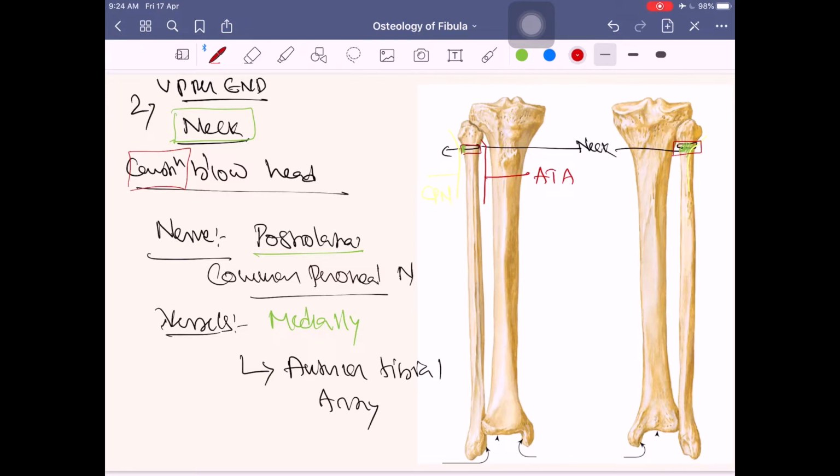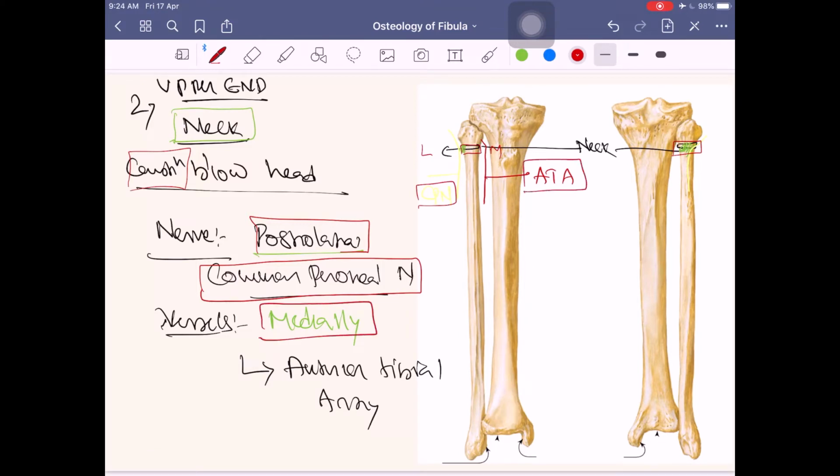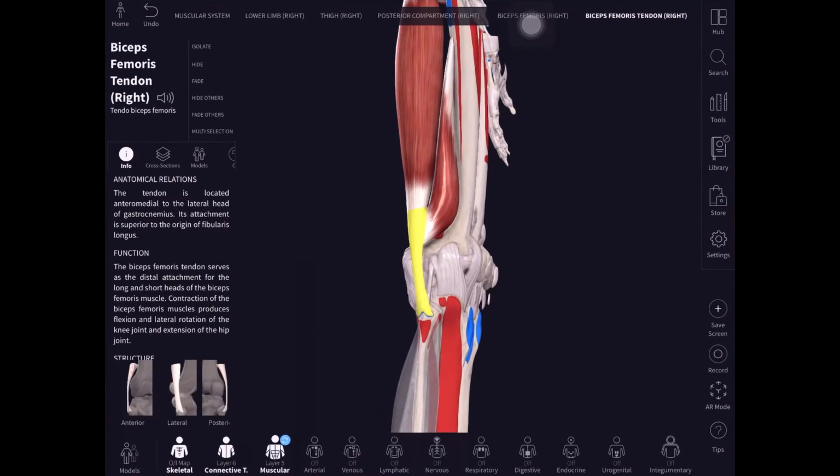So if you see here, this will be your lateral side and this will be your medial side. On the lateral side it is related to one nerve, the common peroneal nerve. Posteriorly and laterally we have the posterolateral nerve called the common peroneal nerve. It is a terminal branch of the sciatic nerve. And on the medial side you have an artery called the anterior tibial artery. So let us see these two things in the application.